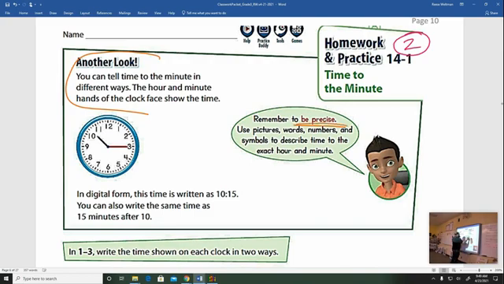Now, in this case, it says, remember to be precise. What does precise mean, guys? Tava? And in this case, when it comes to time, exact. That's right. Precise, exact, clean. We're looking for the exact number, so we're not estimating this time. We're not saying things like, well, it's about 9:45. We're saying it is exactly 9:47. Make sense, guys?